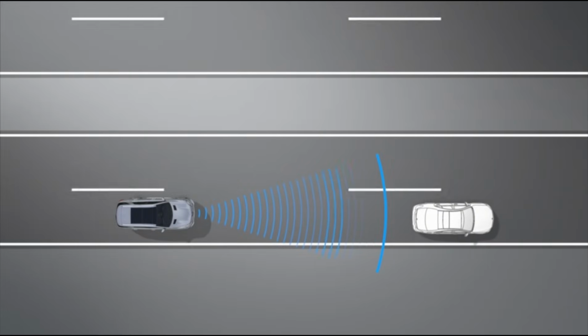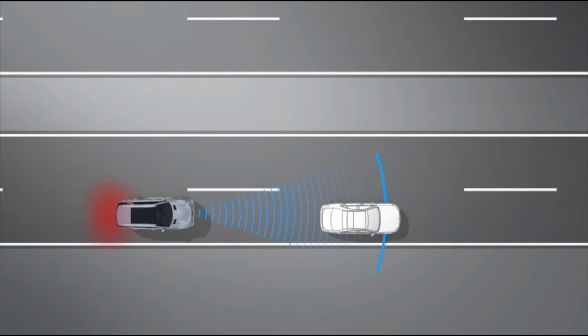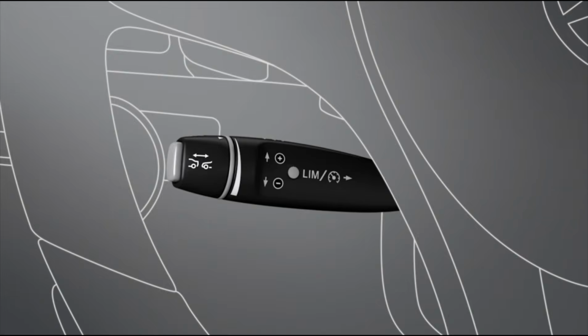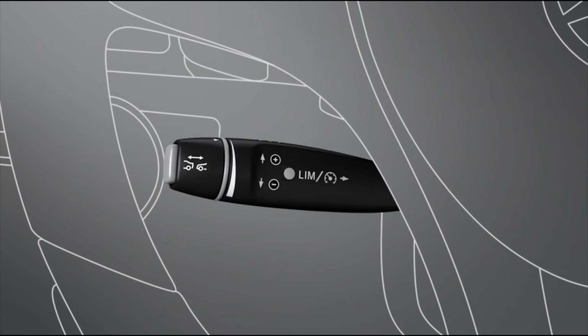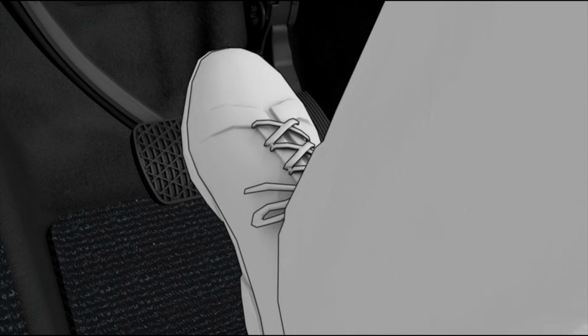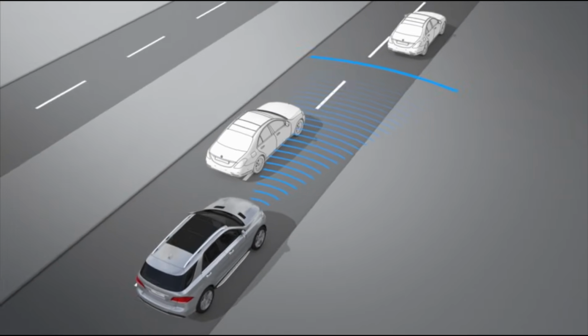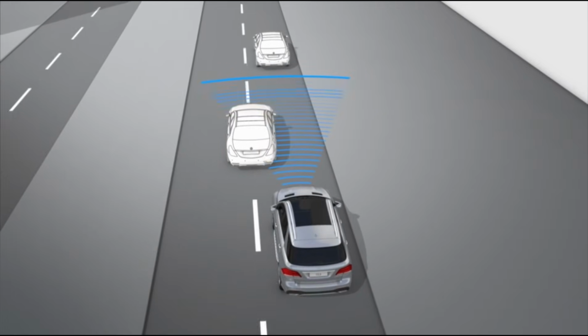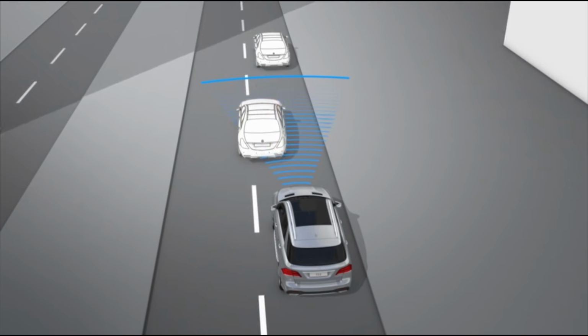If you're approaching the vehicle in front, DISTRONIC Plus reduces your speed automatically. You can increase or decrease the desired distance by turning the cruise control lever. To deactivate DISTRONIC Plus, push the cruise control lever forwards or depress the brake pedal. Bear in mind that DISTRONIC Plus may not be able to detect other road users, for example if they're driving in a different lane or changing lanes.